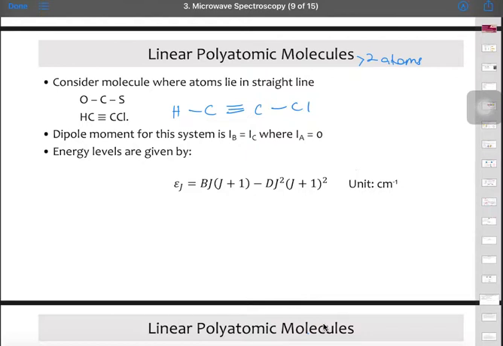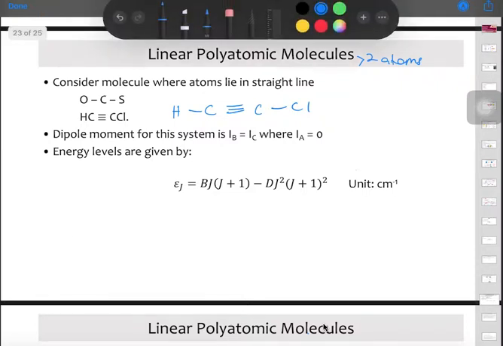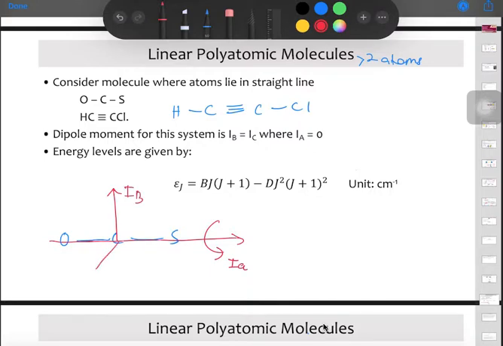If you remember, the first thing that we talk about is the principal moment of inertia. For example, in OCS, we have IA, which is the principal moment of inertia about the bond axis, IB about the plane, and IC is the one perpendicular to IB and also to IA. Since IA is the rotation about the bond axis, IA is equal to 0, and IB and IC have a value where IB is equal to IC.